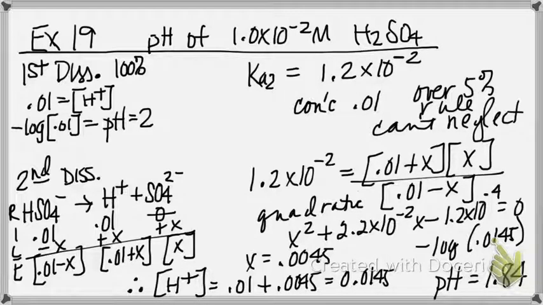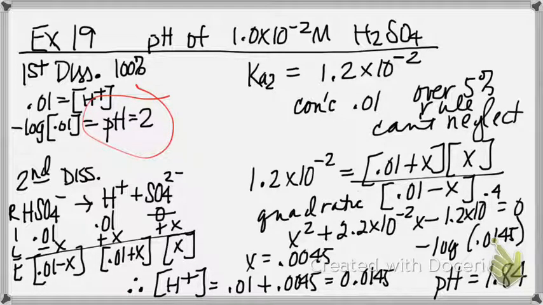So when we keep x in our calculations, we have to do the quadratic formula, and when we get the answer for x, we get 0.0045. So for the second dissociation, the hydrogen that's contributed is 0.0045. We add that to the 0.01 from the first dissociation, and we get a new hydrogen concentration. And when we take the negative log of that, we get a pH of 1.84, which is definitely lower than the 2 that we would have gotten if we had just used the first dissociation.